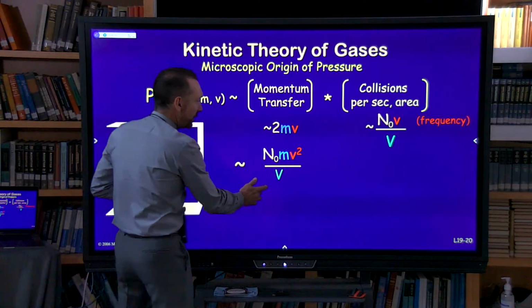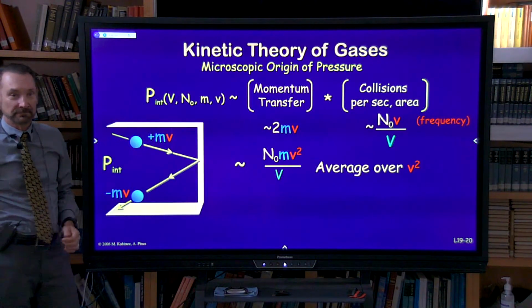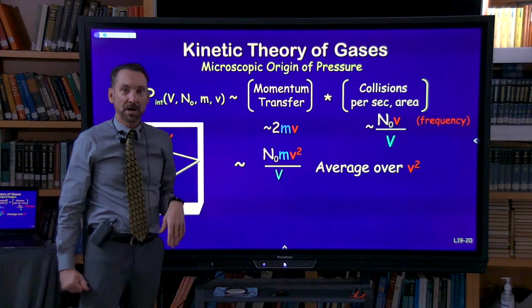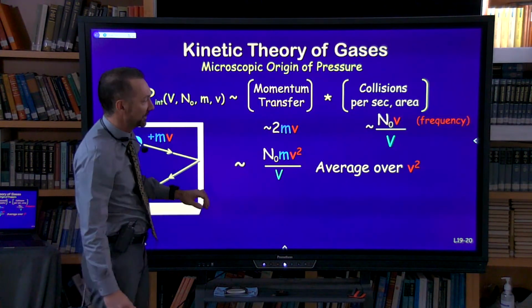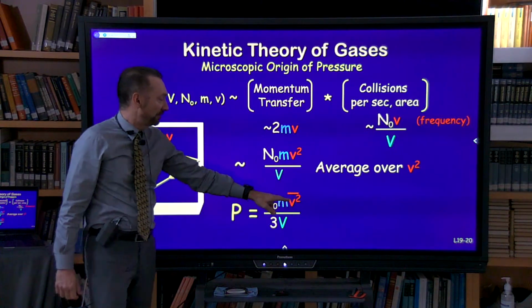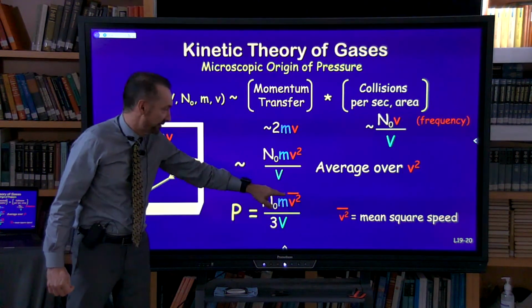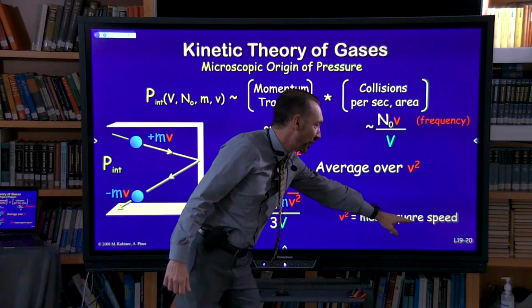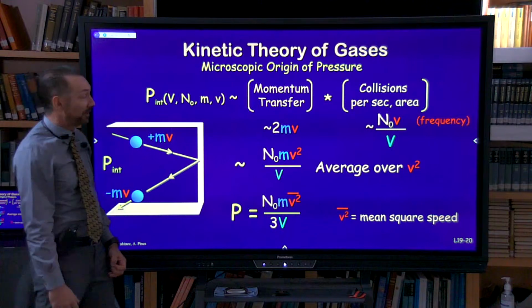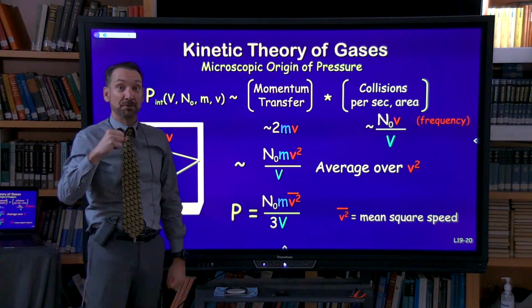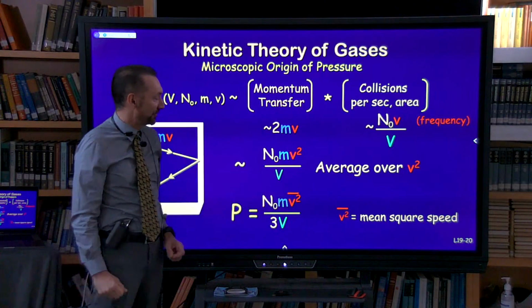And once we're there, we average over all the velocities. And we're going to average over the velocity squared because there's two factors of the velocity there. So we average over all velocities, and that's what this little bar means. So the mean square velocity. And now I'm going to call it a speed. Speed is the magnitude, but not the direction anymore. So it's the magnitude of the velocities.